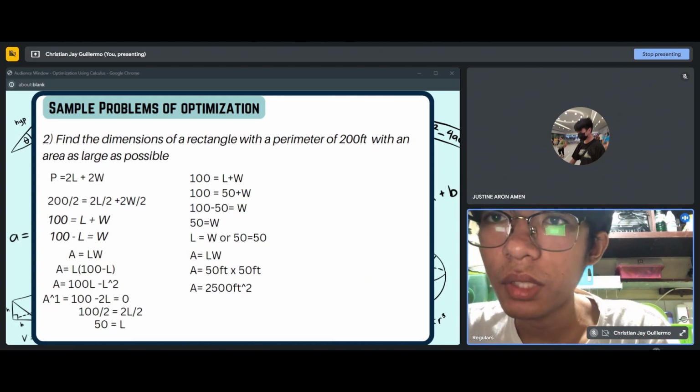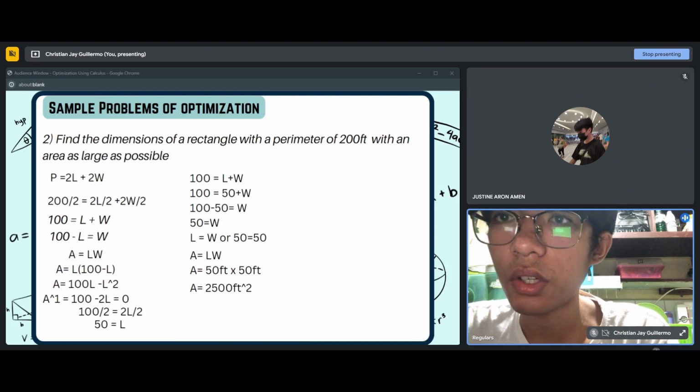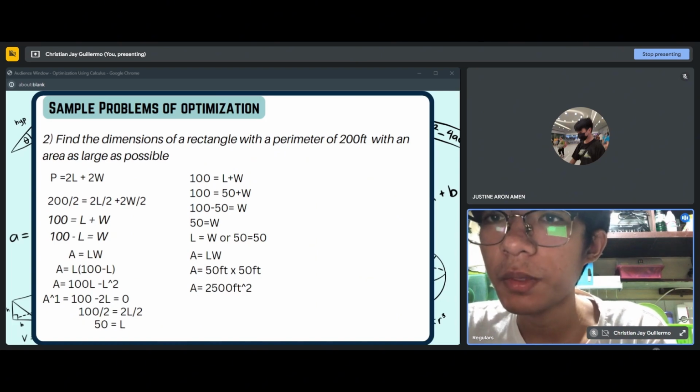50. So, length is equal to width, or 50 is equal to 50. Area is equal to length times width. So, area is equal to 50 feet times 50 feet. And we get 2,500 feet squared.